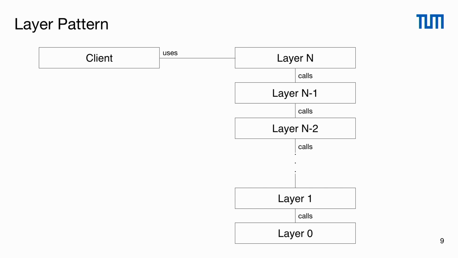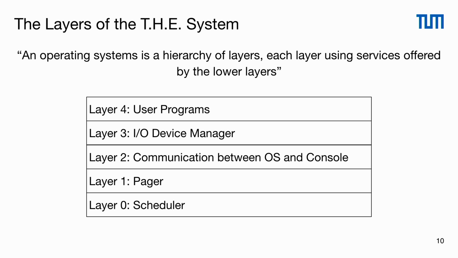A very famous example for this layer pattern are the 7 layers of the OSI model, which are basically the foundation of all network connections. The concept of the layer pattern was already introduced in 1968 by Dijkstra. So he defined the layers of the system, where the THE stands for Technische Hochschule Eindhoven.